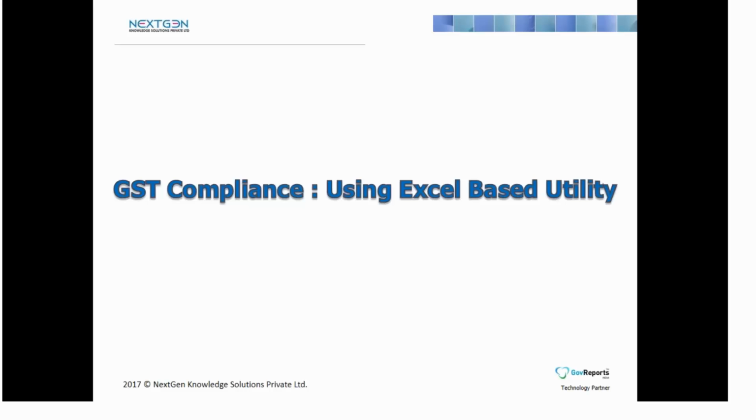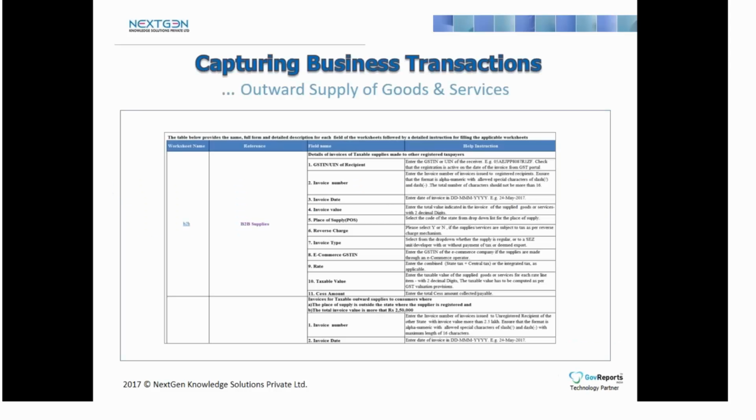Now, this is basically for preparation and filing of GSTR 1, which is outward supply of goods and services. So it has data related to B2B supplies, and within B2B supplies, the data which will be uploaded at the GST portal will be GSTIN or UIN number of the recipient, invoice number, invoice date, invoice value, place of supply, reverse charge if any, invoice type, e-commerce GSTIN, rate, taxable value and cess amount.